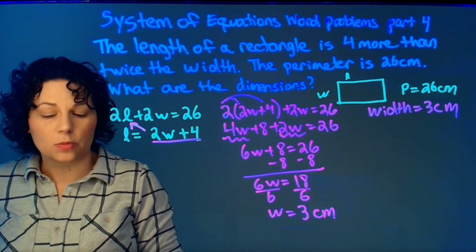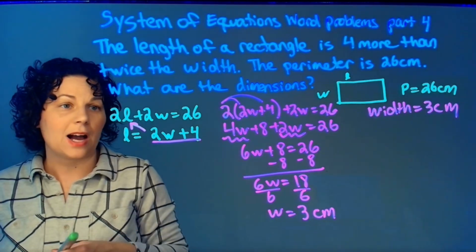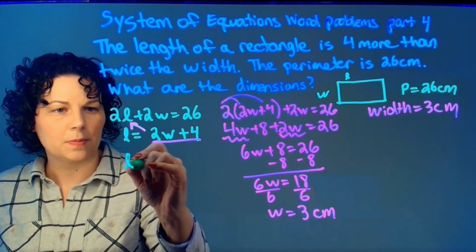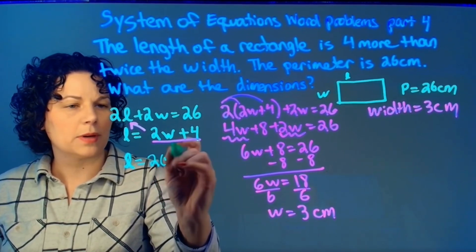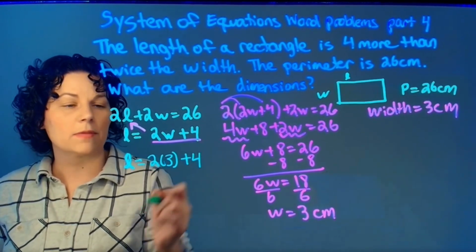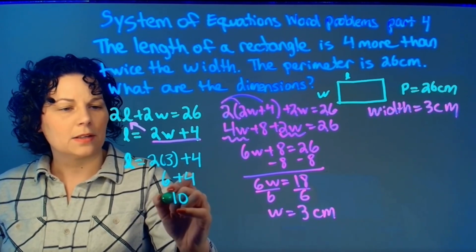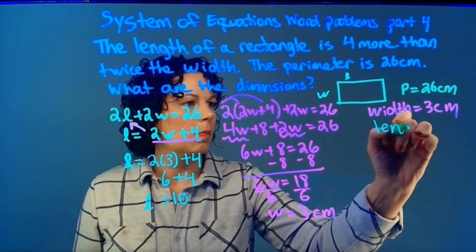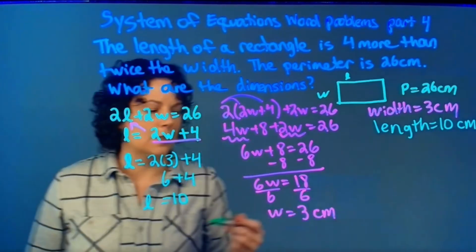Now we've got to find the length. We can go back to either one of these equations. It doesn't matter which one we do. I'm going to do the second one because that'll give me L all by itself. L equals 2 times the width, which we said was 3, plus 4. Order of operations, we multiply. Then we add. So I got that the length is 10. And it's not just 10, it's 10 centimeters.